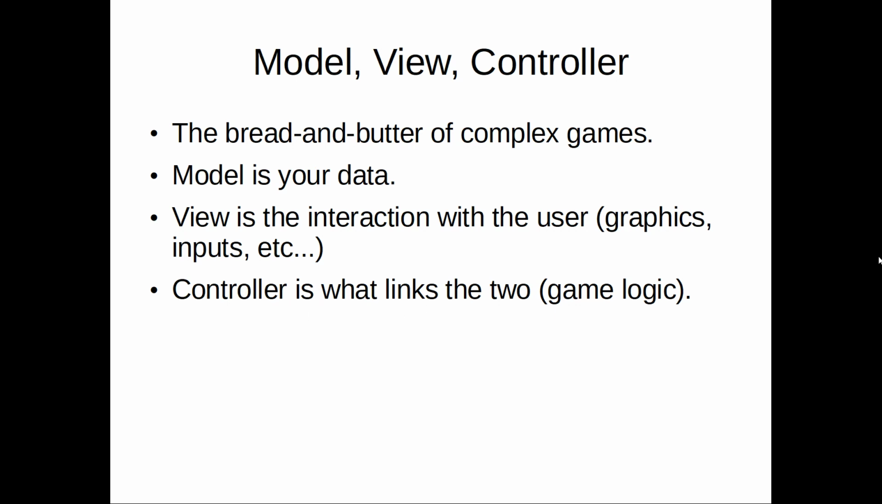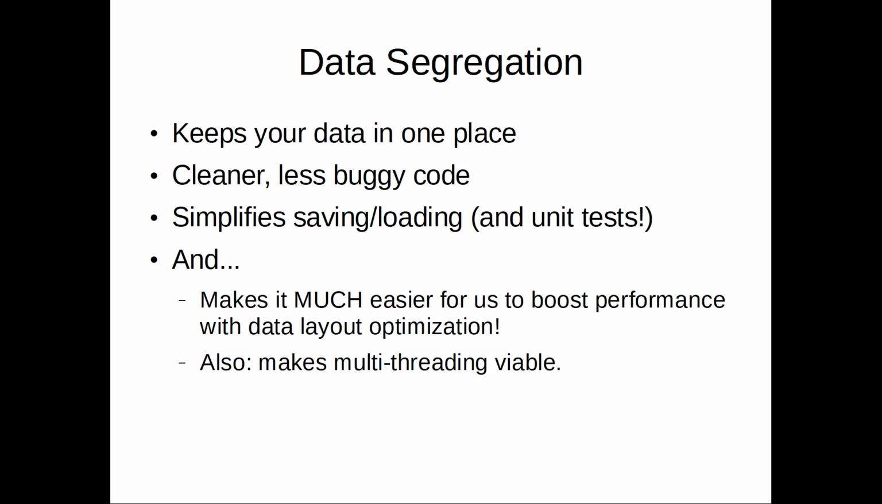Generally speaking, your controller would be like the mono behavior attached to a game object or something of that nature. And that links the two. So the model looks after itself, the view looks after itself, and the controller links the two there. The advantage of segregating your data from your presentation layer is it keeps all your data in one area. It actually leads to cleaner, less buggy code because you don't have a bunch of mono behaviors all trying to interact with your code in a variety of different ways.